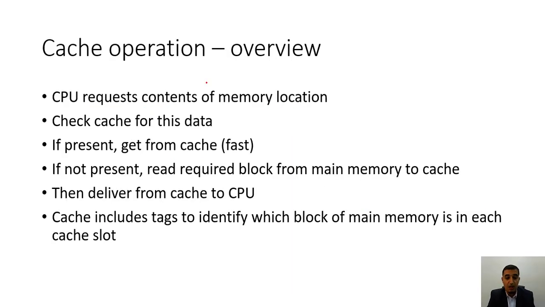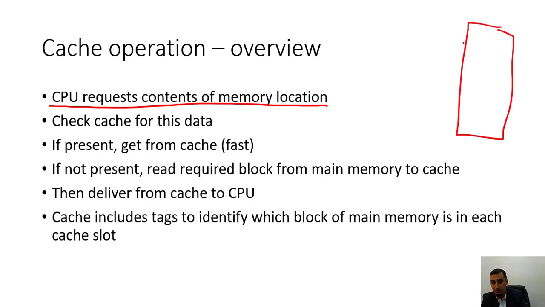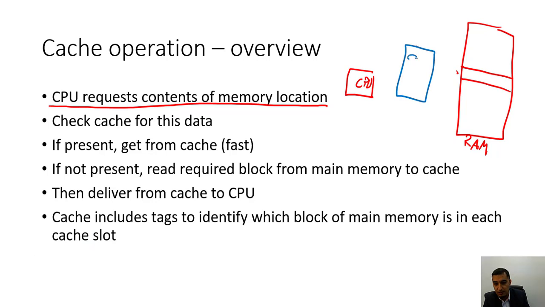Now, cache operation. When the CPU requests the contents of a memory location, usually we would go to the RAM, go to that memory location, get the information and send it to the CPU. The problem with this is that it is too slow. So instead, what do we do? We check the cache memory for that information.